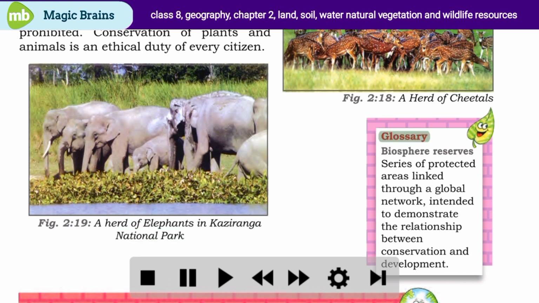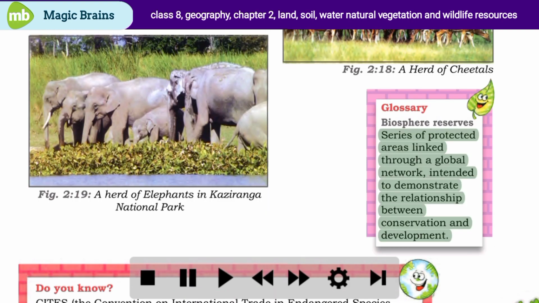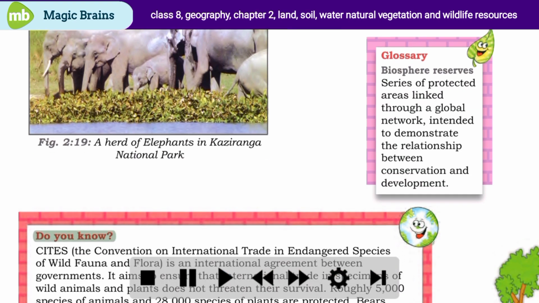On the right side, there is a pink box which reads Glossary. Biosphere Reserves, series of protected areas linked through a global network intended to demonstrate the relationship between conservation and development. At the bottom, there is a red color rectangular box which reads, do you know?